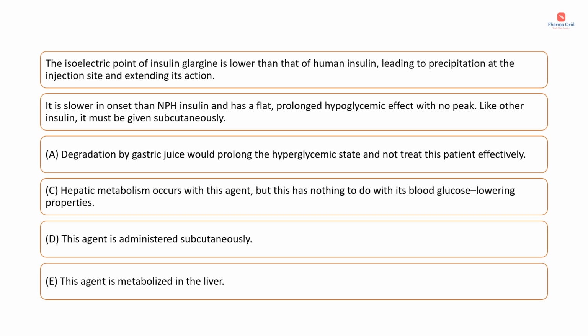Now let's see why the remaining options are wrong. Option A, degradation by gastric juice would prolong the hyperglycemic state and not treat this patient effectively. Then hepatic metabolism occurs with this agent, but this has nothing to do with its blood glucose lowering properties. And options D and E are wrong because this insulin glargine is administered mainly through the subcutaneous route, and this agent is metabolized in the liver. Hence came the right answer as isoelectric point.